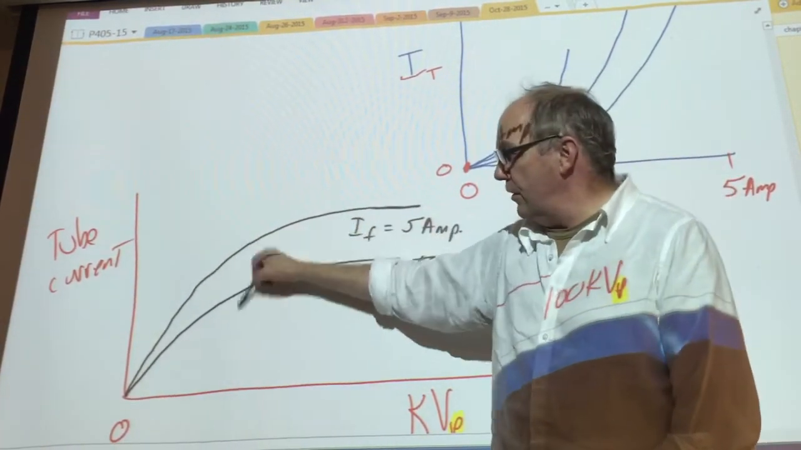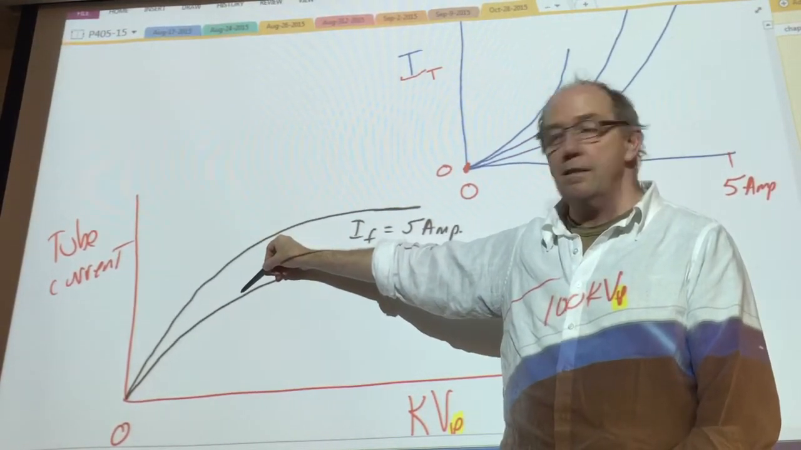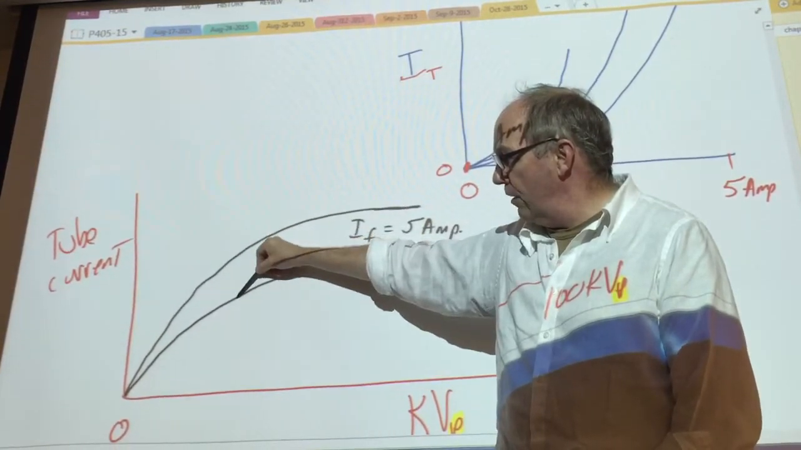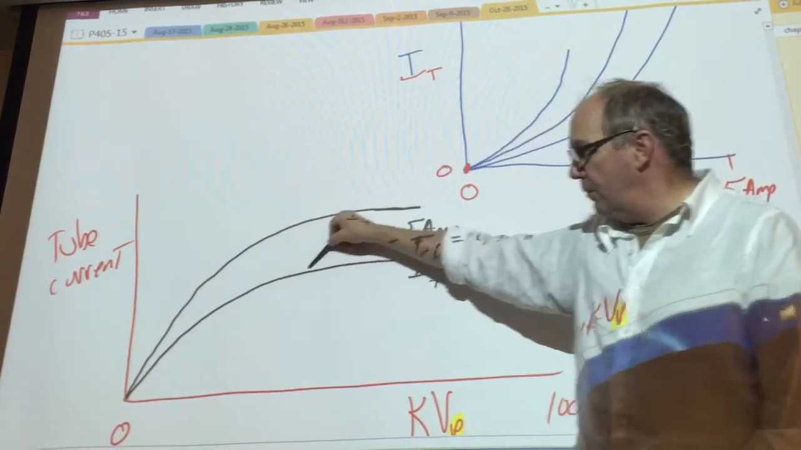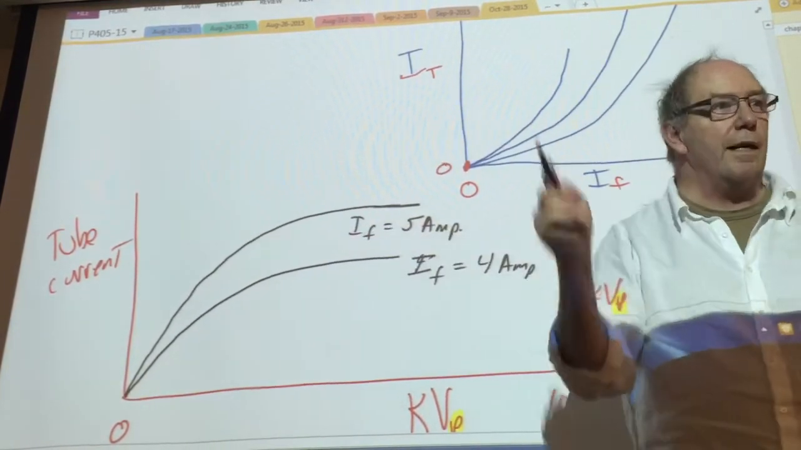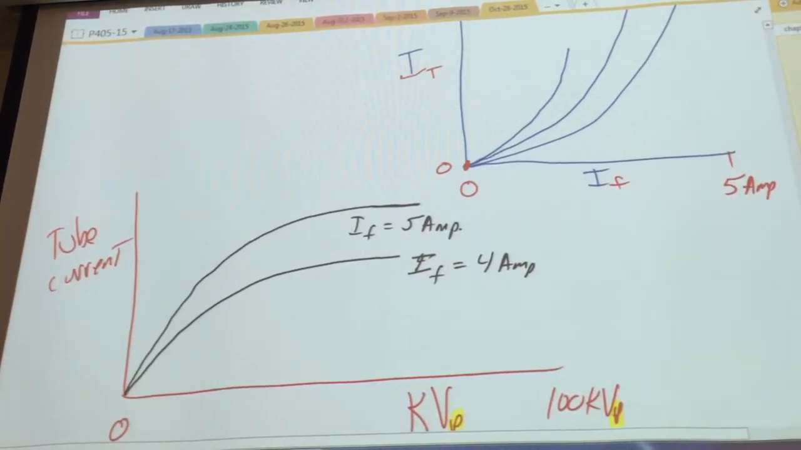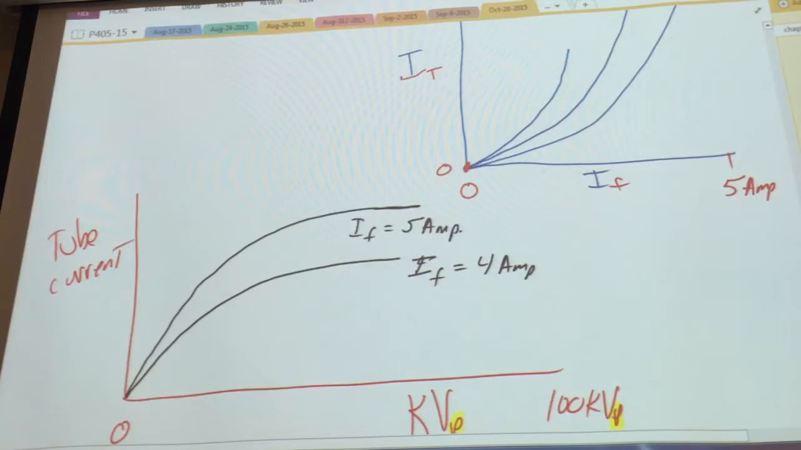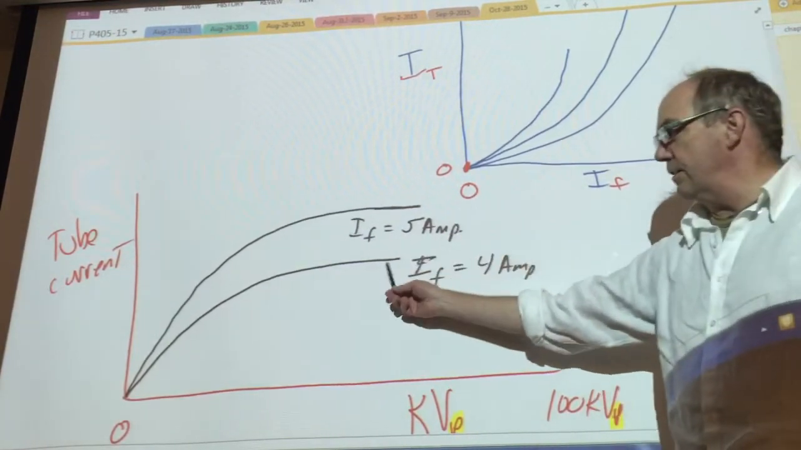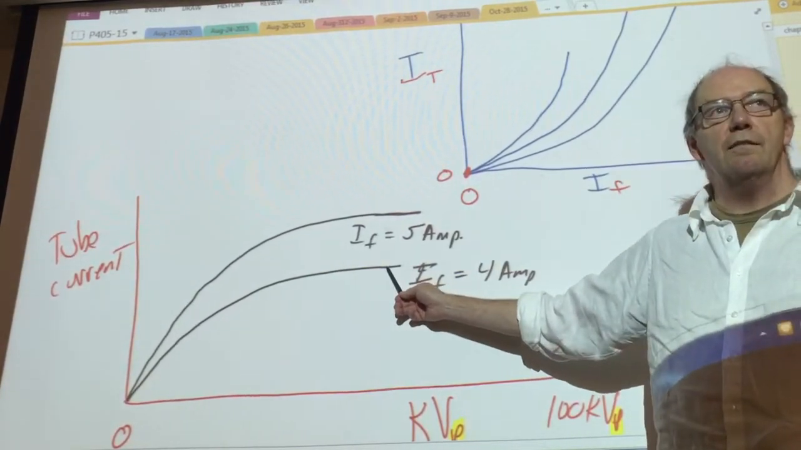So if you're in this region, you can get there by two ways. You can increase the filament current. That takes you up to the second line. Or you could just increase the kVp. That would take you up here. So you have two ways of increasing your tube current. Why do you want to increase the tube current? You want to decrease the exposure time. Okay. All right. Now you're sitting here and you want to increase the tube current.